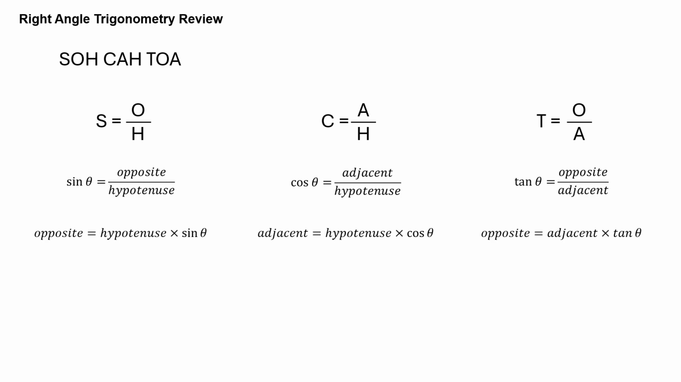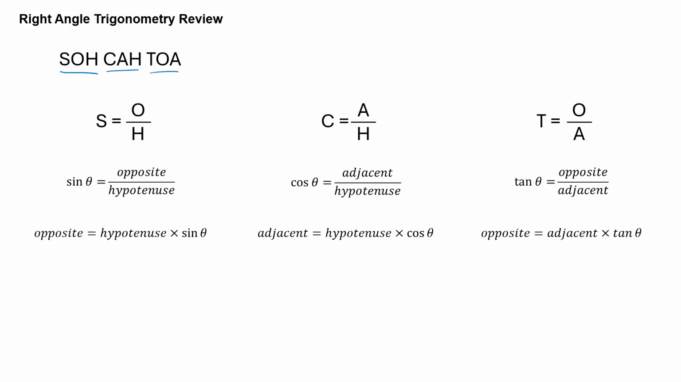So SOH means that the sine is the opposite over the hypotenuse. CAH tells you that the cosine is the adjacent over the hypotenuse. And TOA is that the tangent is the opposite over the adjacent. Now, it sometimes becomes handy to multiply through. If sine theta is opposite over hypotenuse, multiply by hypotenuse, and you get that the opposite is the hypotenuse times the sine of theta. The adjacent is the hypotenuse times the cosine of theta, and the opposite is the adjacent times the tan of theta. You just need to use some simple math to get through there.